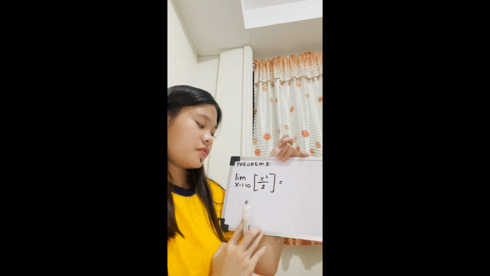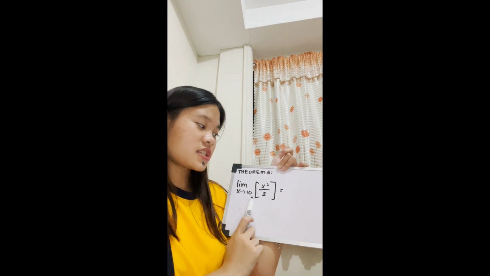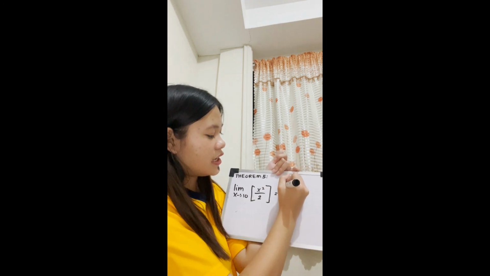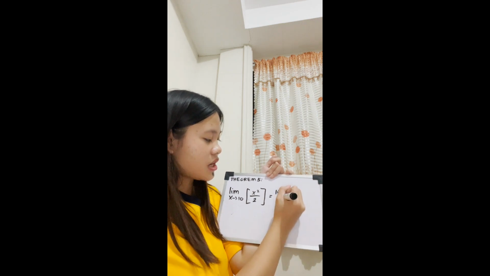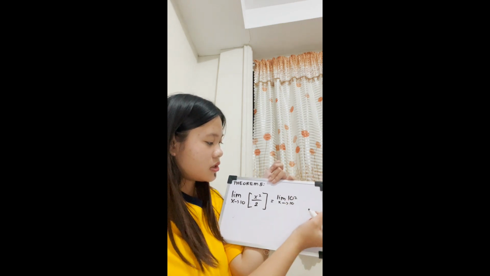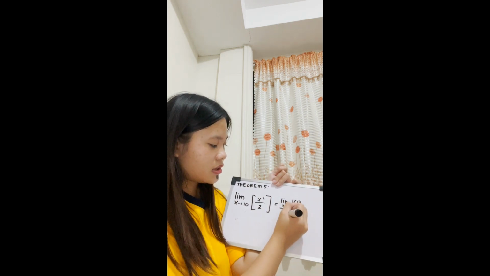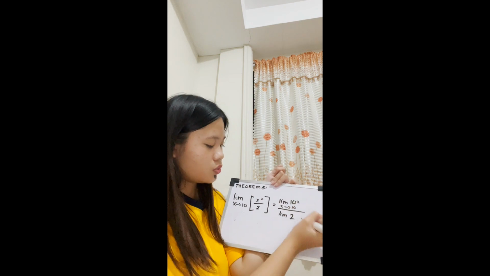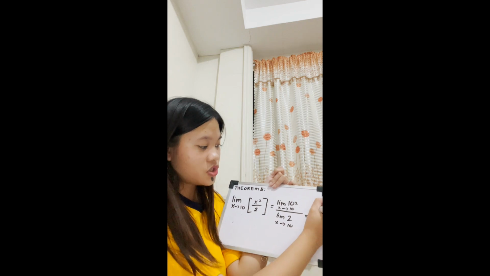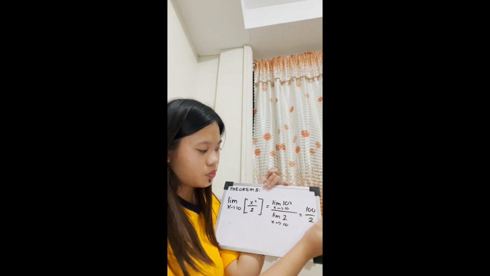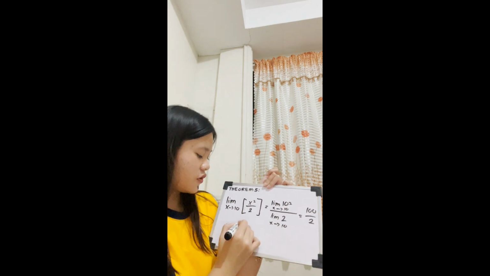Theorem number 5. Limit x squared over 2 as x approaches 10 equals limit 10 squared as x approaches 10 over limit 2 as x approaches 10, which is equal to 100 over 2, and we'll get 50.